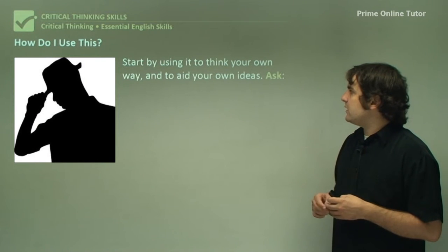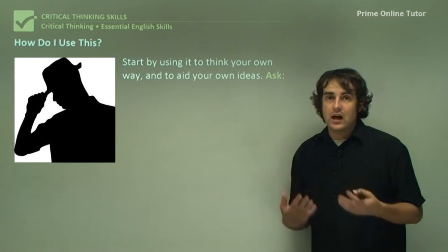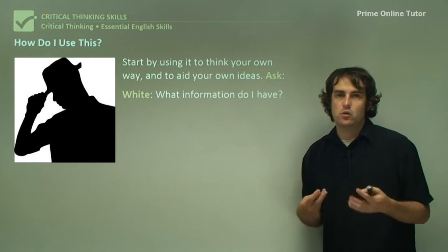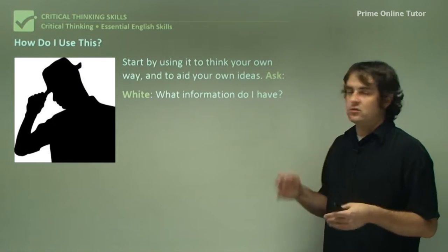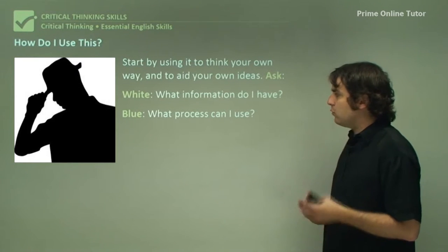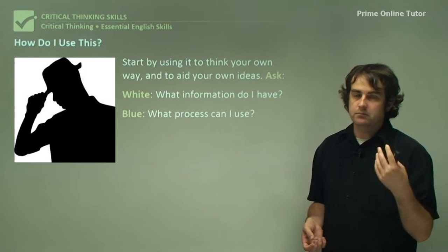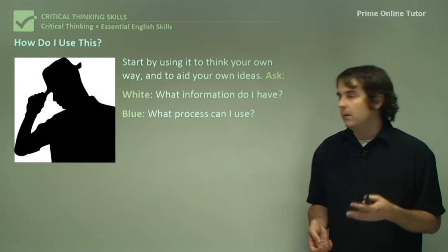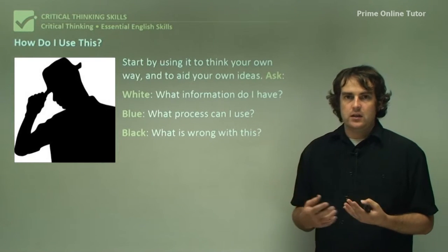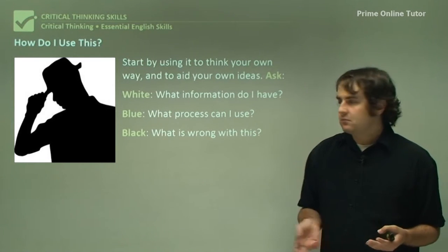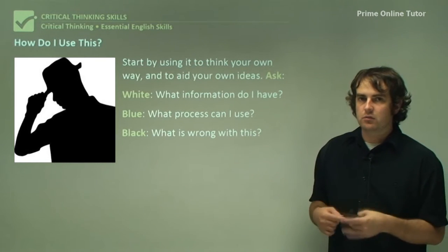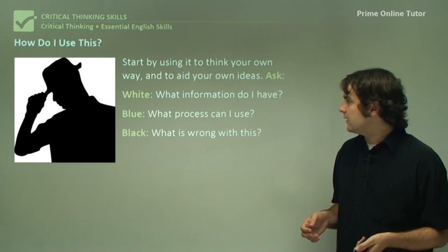So you need to be able to start to think your own way and of course ask lots of different questions. For instance, if I was asking a question using the white hat, what kind of information do I have? What can I find? That's going to prove my idea. If you've got blue, what process can I use to manipulate this information that I've got? Black, what's wrong with it? Okay, is there anything wrong with it? Does it make sense? Make a critical judgment and actually criticize what it is you're doing. And this is something you do in reflection as well as when you're writing it.